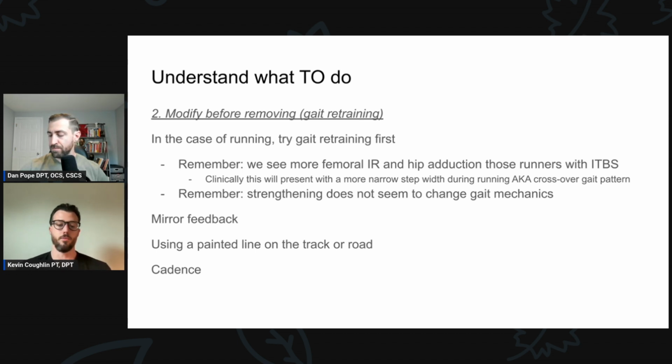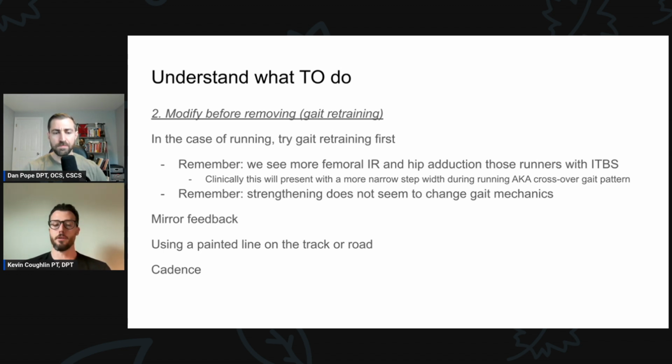So it kind of looks a little funky, but their right leg will swing through and it might cross over their center of mass to the left side. And then the left leg will come forward and do the same thing. And then just remember that strengthening for this person, although it's going to help increase load tolerance to the tissues, it's probably not going to change their running mechanics. So this is where gait retraining will come in.